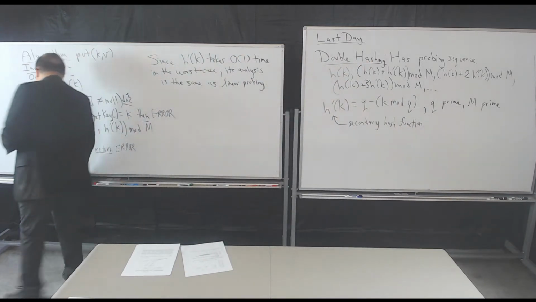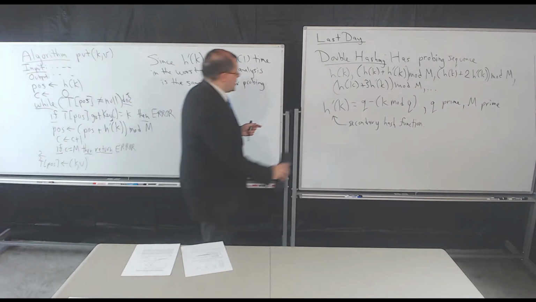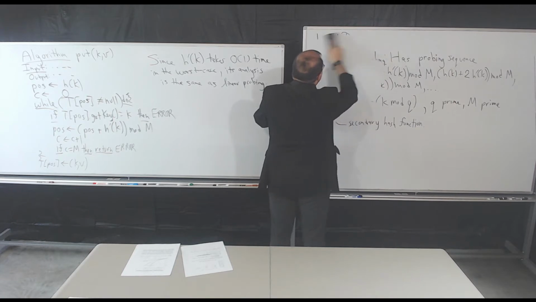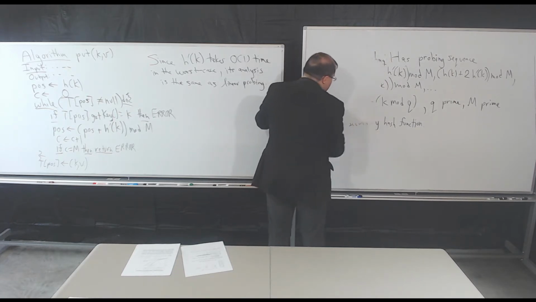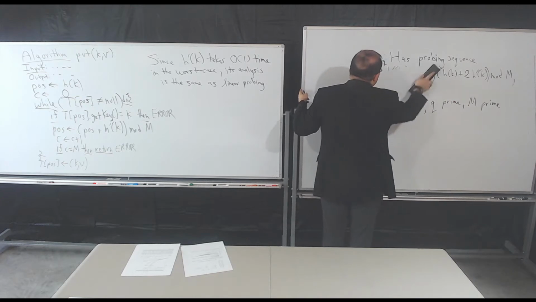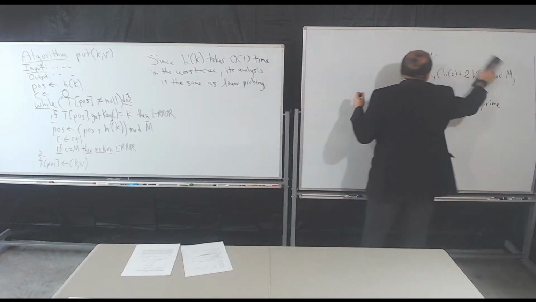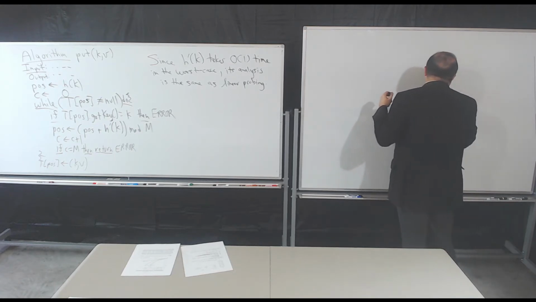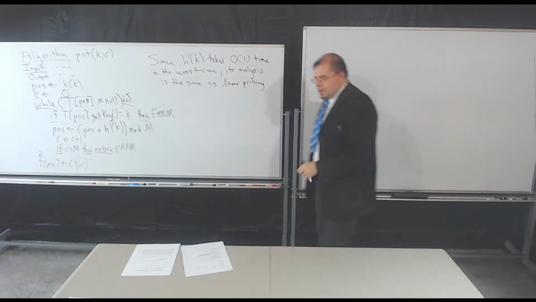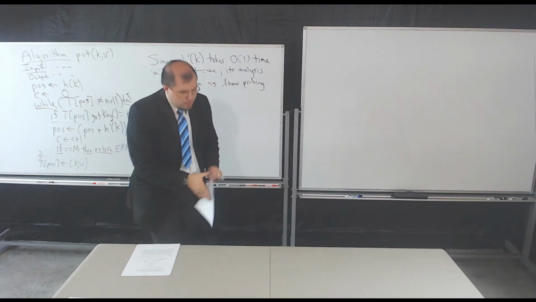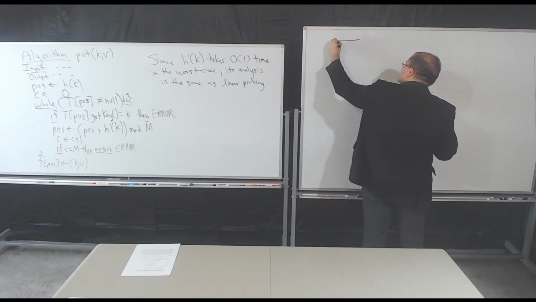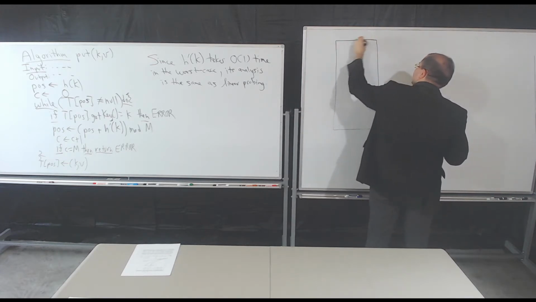So let's do an example. I want to illustrate why this is very important for double hashing. Okay, I'm going to create a table, and I'm going to disobey my instructions, and I'm going to make the table size, capital M, be 8.